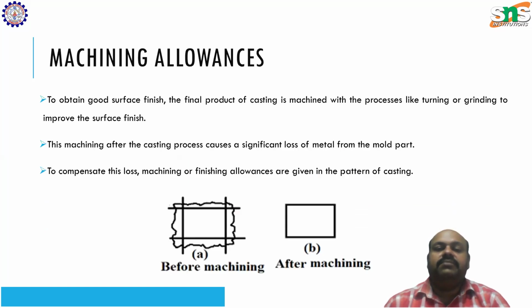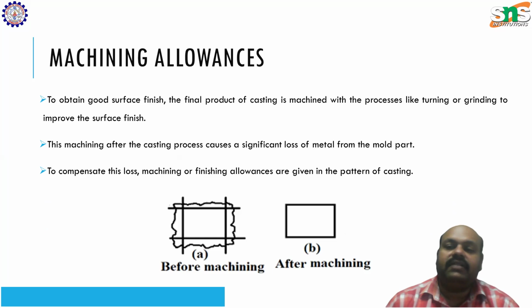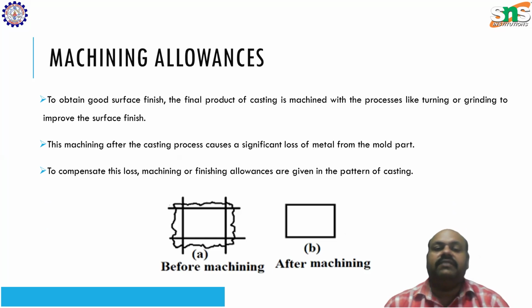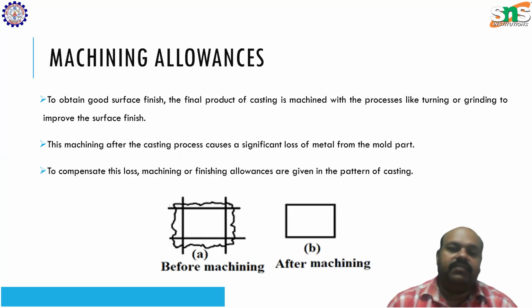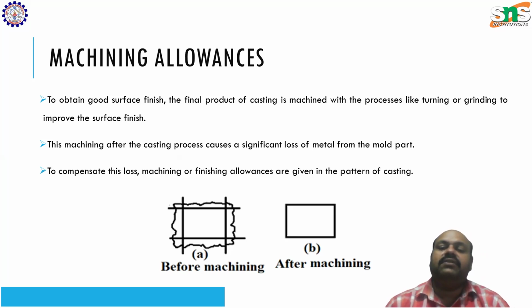The next one is machining allowance. To obtain a good surface finish, the final product of the casting is machined with processes like turning or grinding to improve the surface finish. With casting, we are hardly going to get a surface finish that meets the requirements, so we have to go for machining. This machining after the casting process causes a significant loss of metal from the cast part. To compensate for this loss, machining or finishing allowances are given in the pattern of the casting.